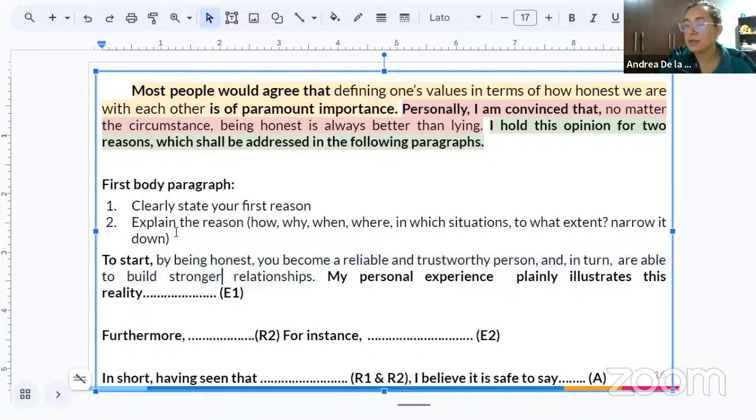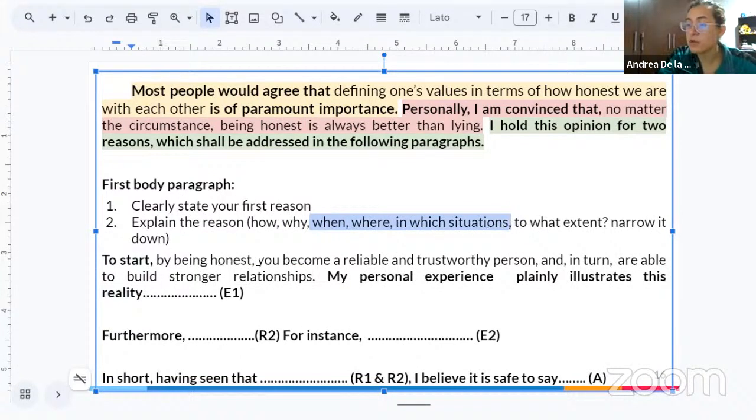Now, in the second sentence, what you have to do is explain one of these things. So you can tell me how. How is it that by being honest, you have better relationships? In this case, I think it's pretty obvious, right? It's because people trust you more. So I wouldn't maybe answer that question. You can explain why. Maybe you can talk about the importance of trusting your friends, for example, right? Or trusting the people that you have around. Maybe you can talk about when, where, in which situations, and try to narrow this down to a specific context.